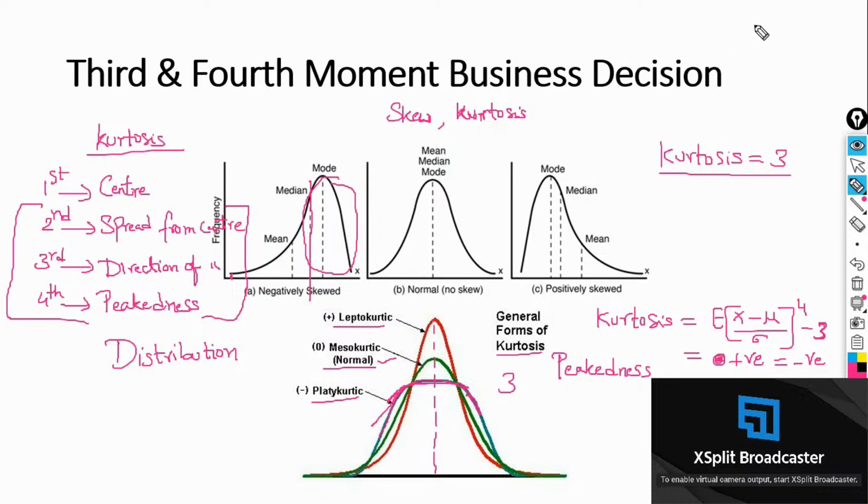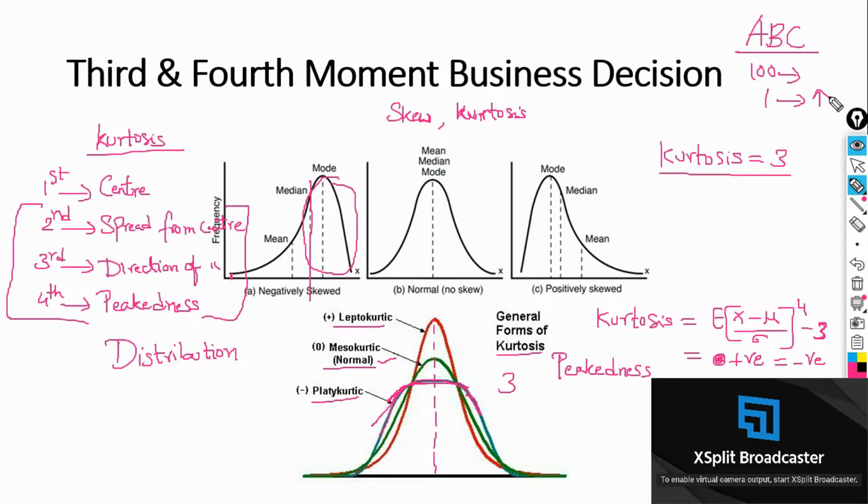I'll take an example. I'll take a company, an organization ABC, and I'll take all the salaries of the employees. So there are 100 employees, and out of 100 employees, how many CEOs can you have? Obviously there will be only one CEO, one chief executive officer, right? So what will be the salary of the CEO? Very huge.